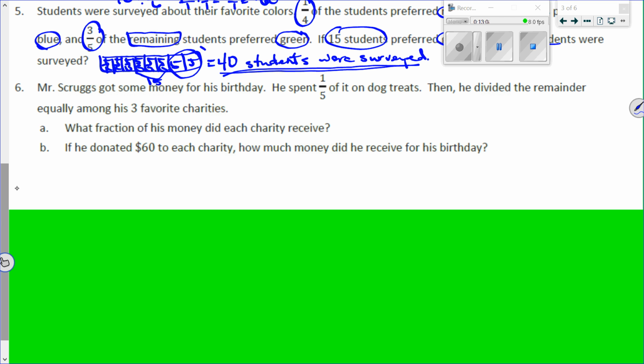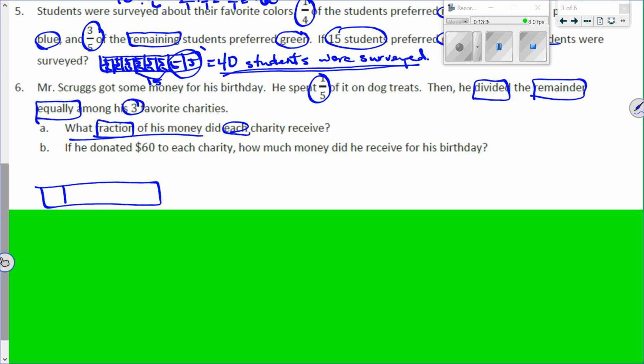Okay, Mr. Scruggs got some money for his birthday. He spent 1/5 of it on dog treats, then he divided the remainder equally among his 3 favorite charities. So what fraction of his money did each charity receive? So again, this is where a tape diagram can help us to visualize what's going on. If I do a tape diagram, it said that 1/5 of his money went to dog treats, right? Meaning how much went to charities? 4/5. And of that 4/5 of his money, how many charities did he divide it among?